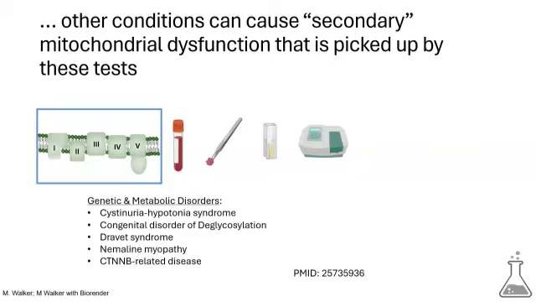So for example, cystinuria hypotonia syndrome, which is a disorder of cysteine metabolism, disorders of congenital glycosylation or deglycosylation, which is a matter of putting sugars on proteins to build pieces of our bodies and send signals in our bodies that are not involved with the mitochondria. Dravet syndrome, which is a canonical epilepsy syndrome that's caused by a mutation in a sodium channel gene, and different myopathies, the list goes on, all of which is to say, this test, even when it's done by the most expert individuals, isn't gonna specifically pick up on one type of problem.